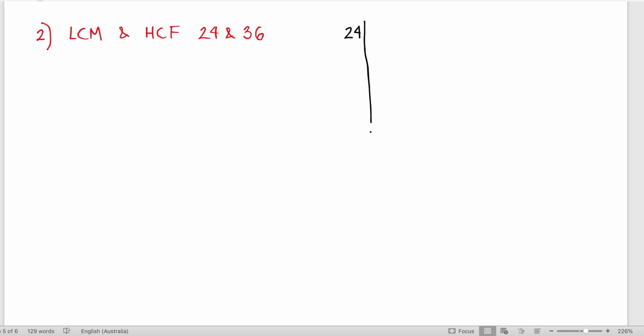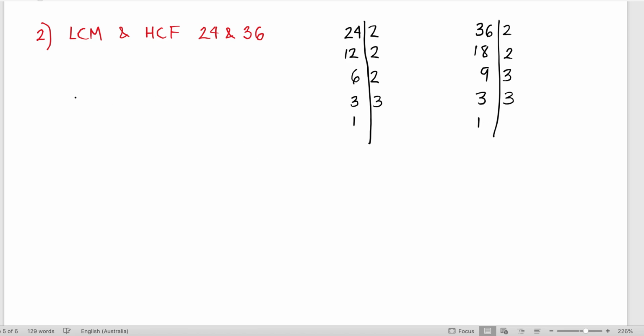factors. So 24 divided by 2 is 12, divided by 2, 6, divided by 2, 3, divided by 3, 1. Beautiful. Then 36 divided by 2, 18, divided by 2, 9, divided by 3, 3, divided by 3, 1. Then I'm going to list them here.